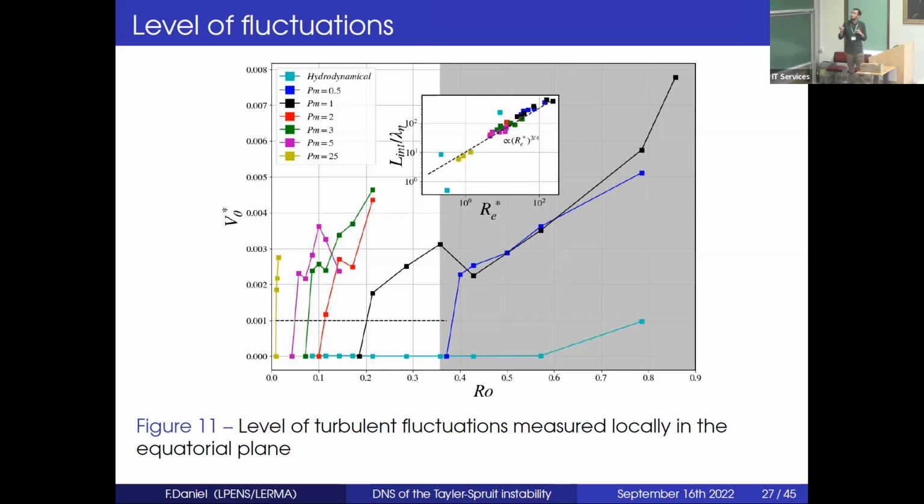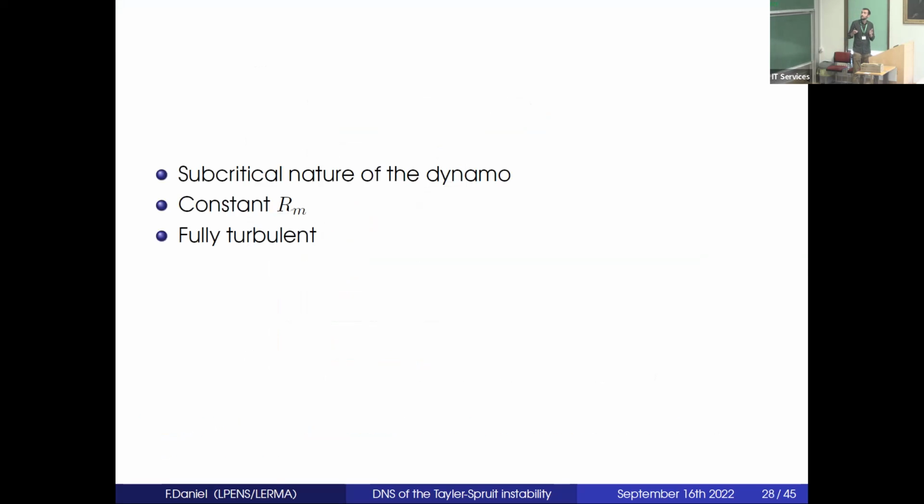Whereas the hydrodynamical unstable mode here does not go on that curve. So this means that we indeed maintain turbulence at this low level, and it seems that the subcriticality is controlled by this constant Reynolds number.